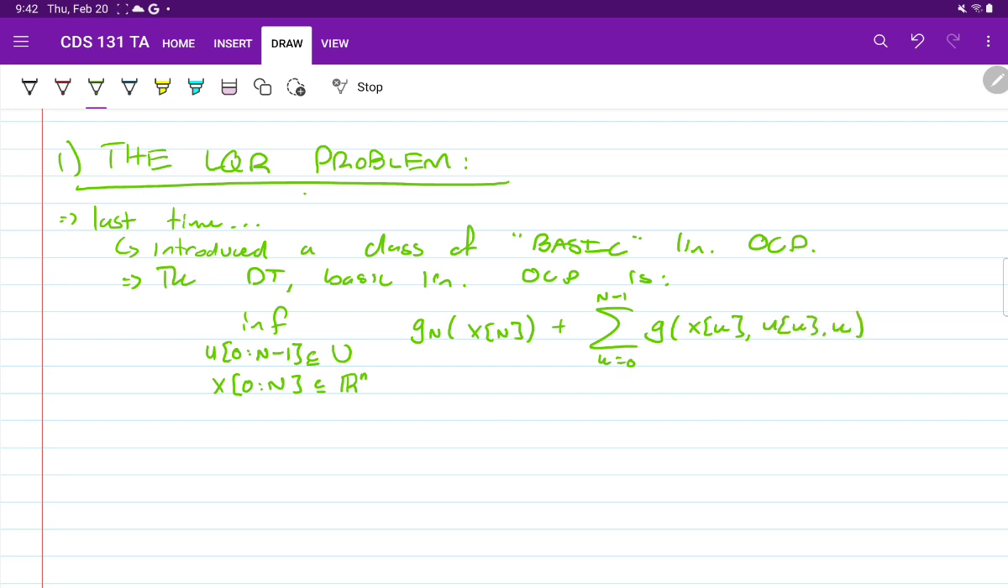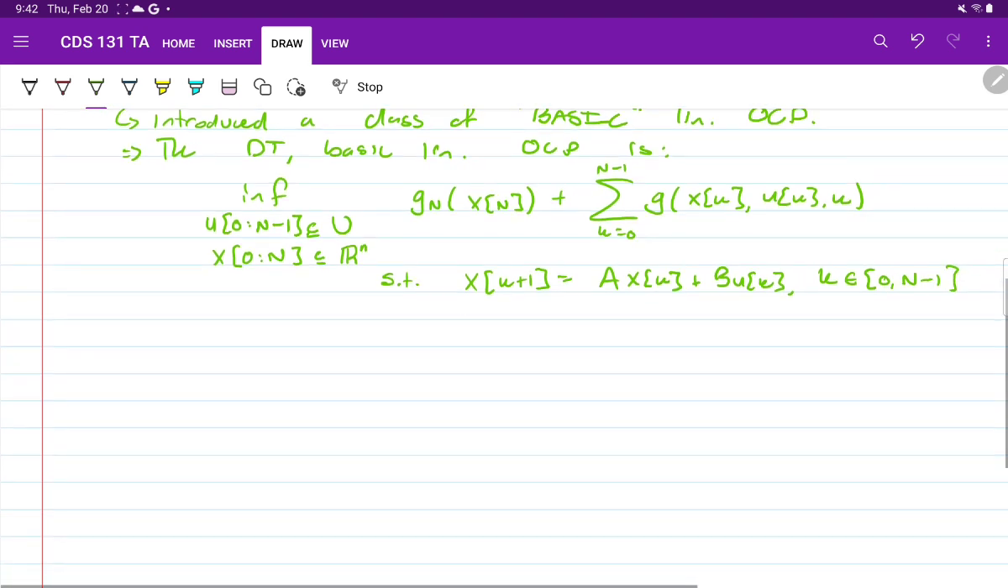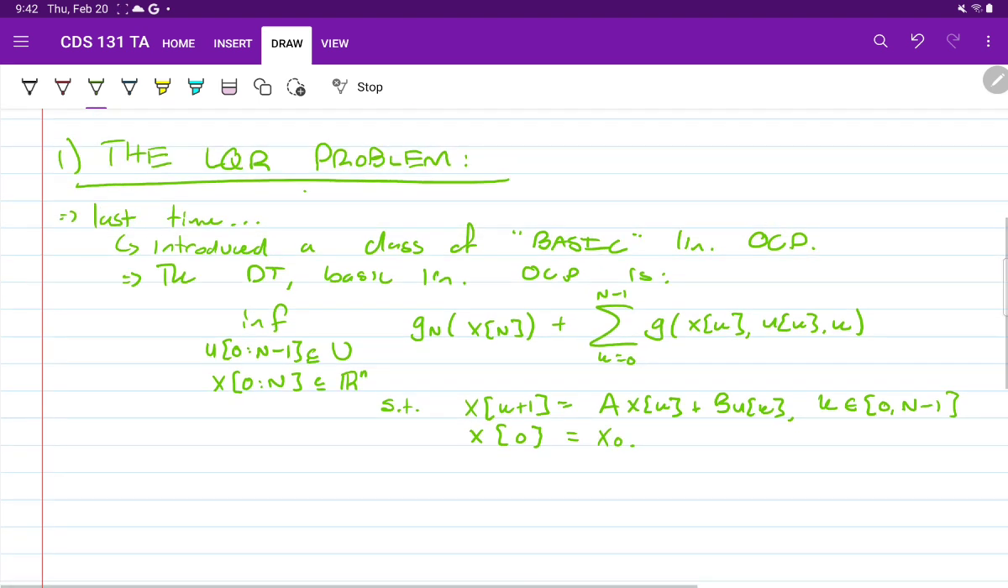All right? So basically what we're doing at each step from 0 up until this integer time n minus 1 that we've specified, we accumulate this cost g. Okay? So this penalizes stuff that happens along the way in our optimal control problem. And of course, this is going to be subject to our dynamics, right? x_{k+1} equals A x_k plus B u_k. This should hold for all k in this interval 0 up until n minus 1. And finally, we should have some initial condition, right? x(0) equals x_0. Okay, so this was the structure of this basic discrete time linear optimal control problem.